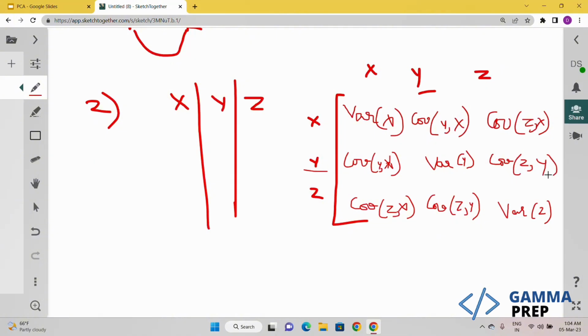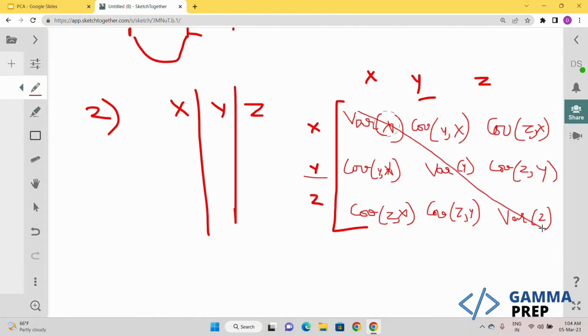Now, can we say that this matrix is symmetric? Yes, it is, because all the primary diagonal elements are there, but the corresponding elements are the same. The first row, second column element and the second row, first column element are the same. Similarly for the others. So yes, this is a symmetric matrix. So we create a covariance matrix in the second step, which is basically a symmetric matrix.